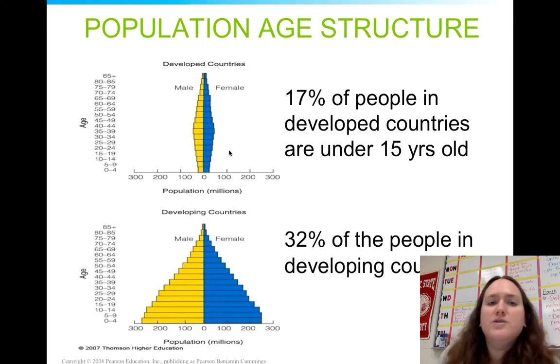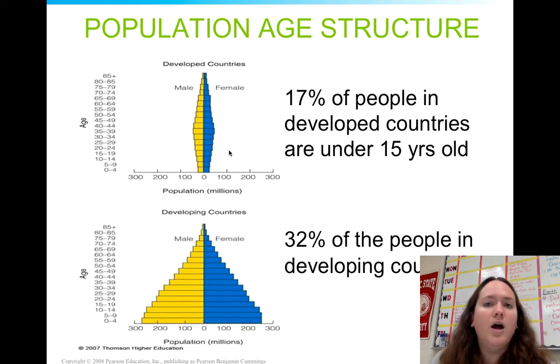So looking at where our growth is actually coming from, 17% of people in developed countries are under the age of 15. So that is kind of when they're hitting their reproductive age, they're getting ready to have children. Now, obviously, in the United States, we don't have children usually at 15. We kind of frown upon that. But it is possible. And in a lot of countries, people do start having children around the age of 15.